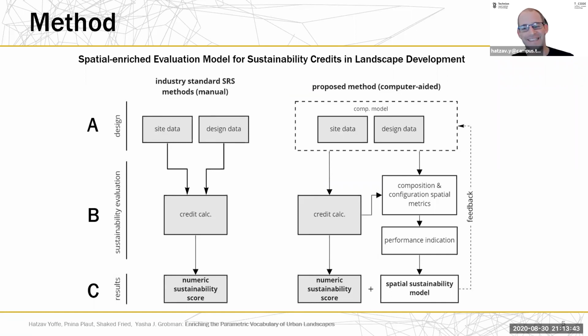Existing sustainability rating systems are manual and generate a numeric score. Our proposed model uses a computer-aided method to add composition and spatial metrics to the evaluation process. The result is a spatially enriched evaluation of a sustainability credit. These spatial metrics enrich the scientific model and are an indication of the design's ecological performance.